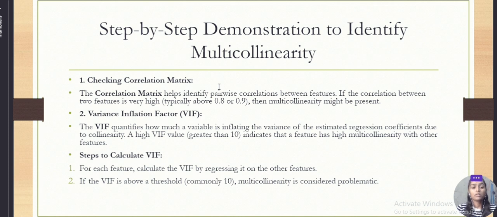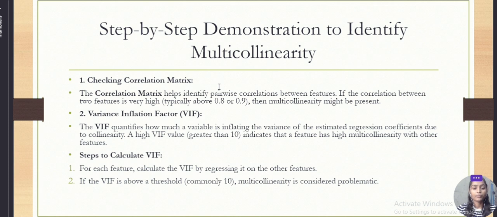Now, step 2 is variance inflation factor. The VIF quantifies how much a variable is inflating the variance of the estimated regression coefficient due to collinearity. A high VIF value indicates that a feature has high multicollinearity with other features.